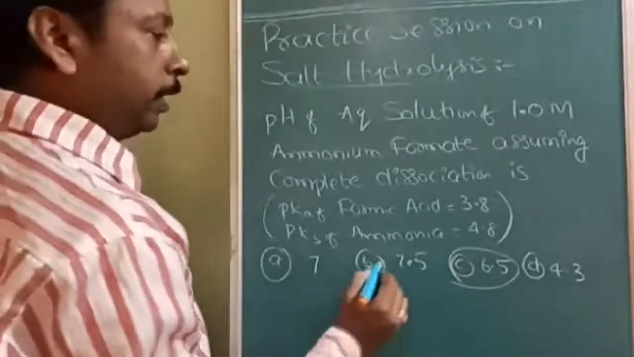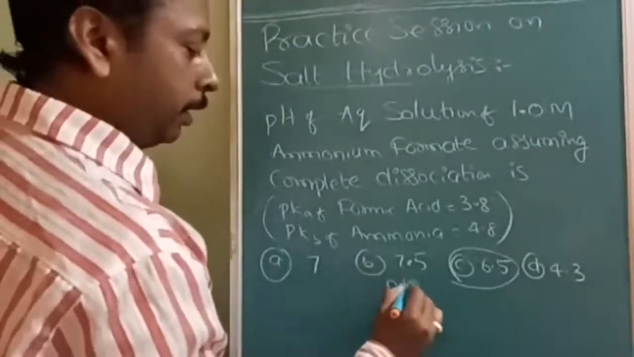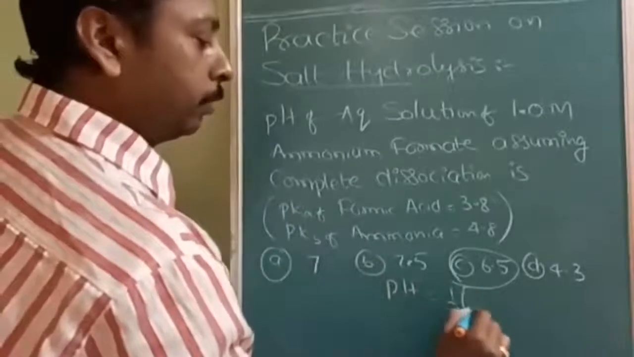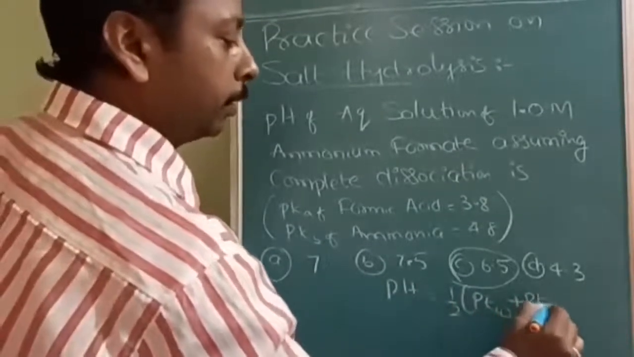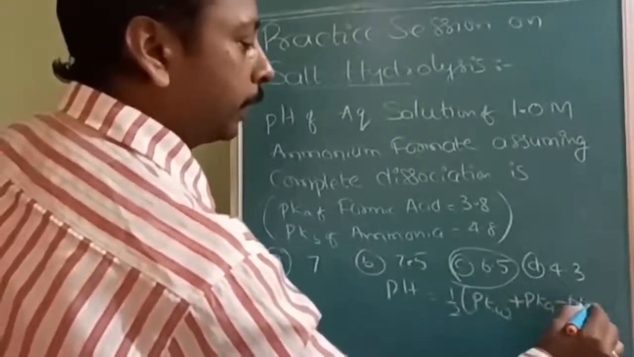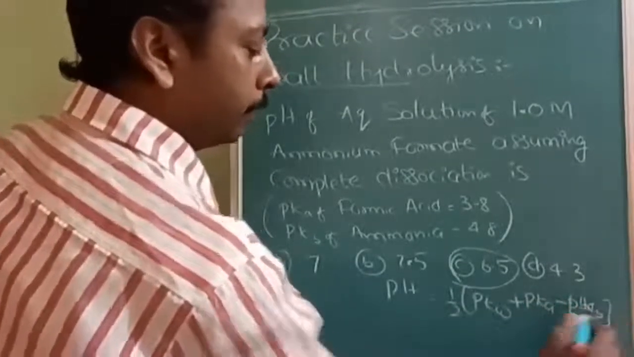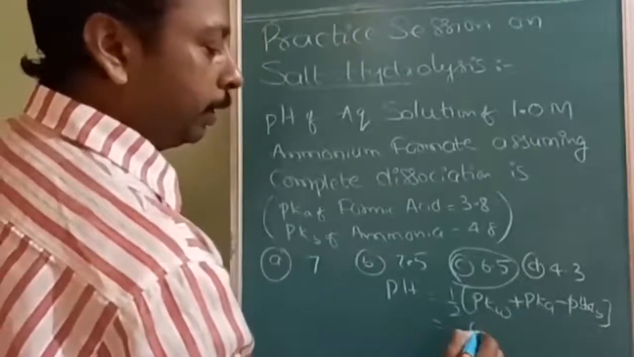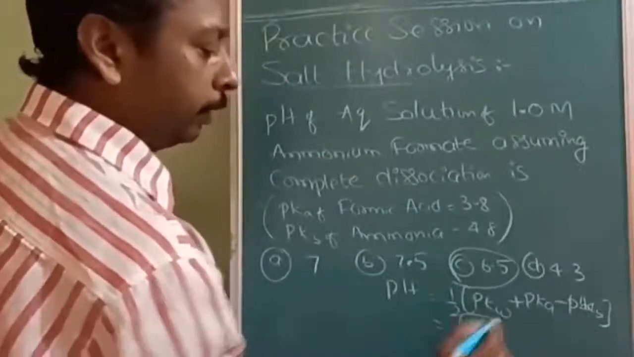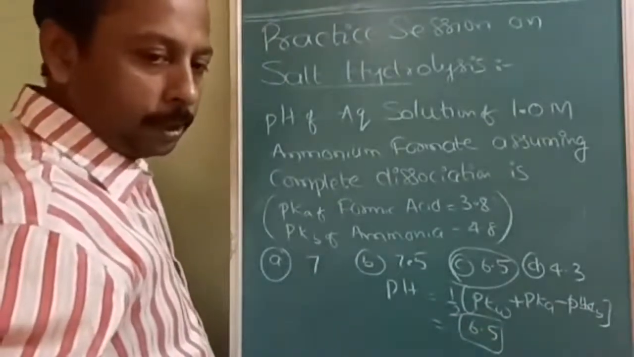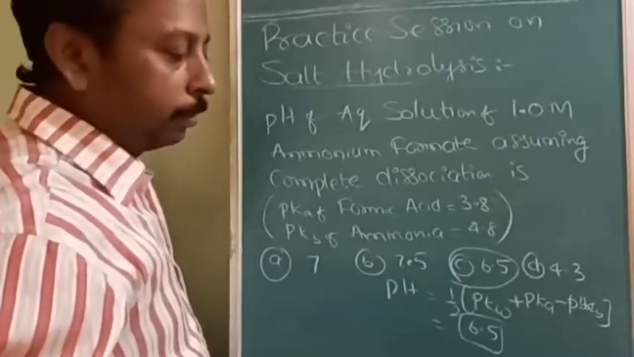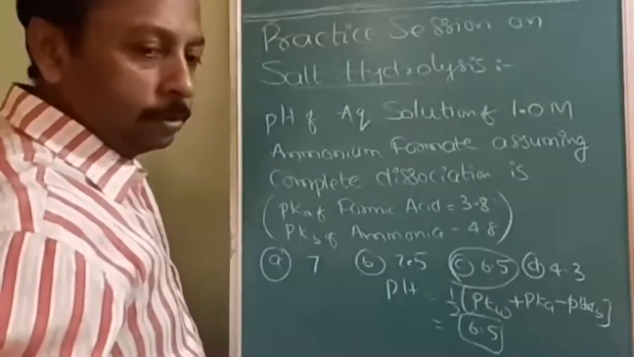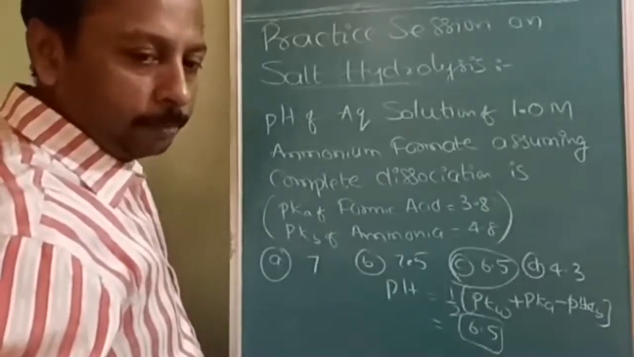Very simple direct formula. pH is equal to 1 by 2 into pKw. Acid will be added, base will be subtracted. Okay, so you will get 13 by 2, that is equal to 6.5. What is the answer? Answer is C. And how is it solved? The formula, everything I have given. So 6.5 is the final answer.